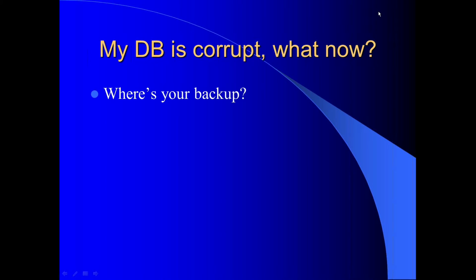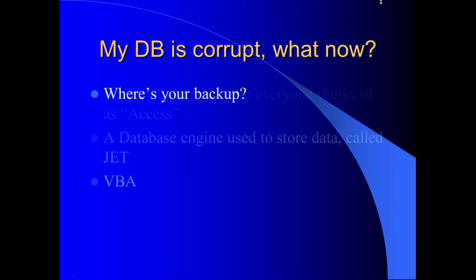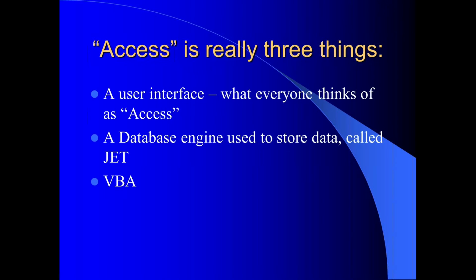The first thing you have to keep in mind is that Access is really 3 parts. There's the user interface that everyone thinks of as Access. This is where all the objects, reports, queries, forms, all the definitions are. The other part is a database engine, which is used to store data, called JET. And then there's VBA, which is Visual Basic for Applications.